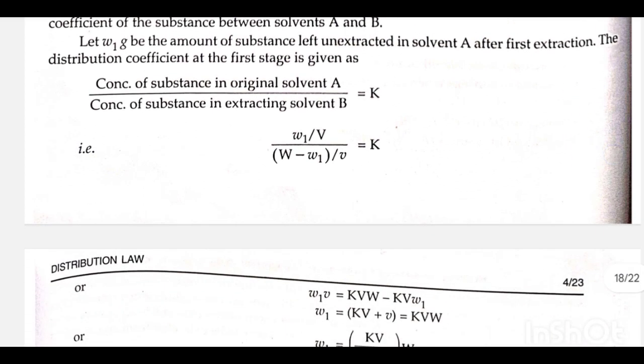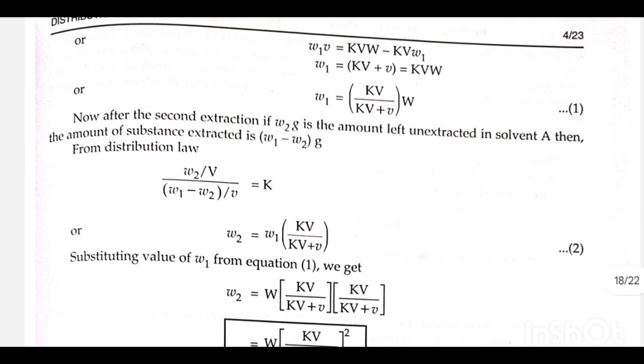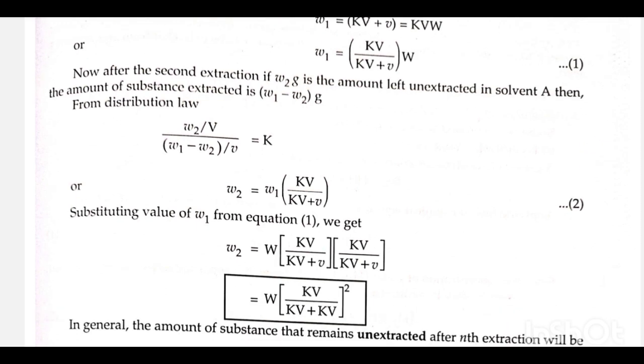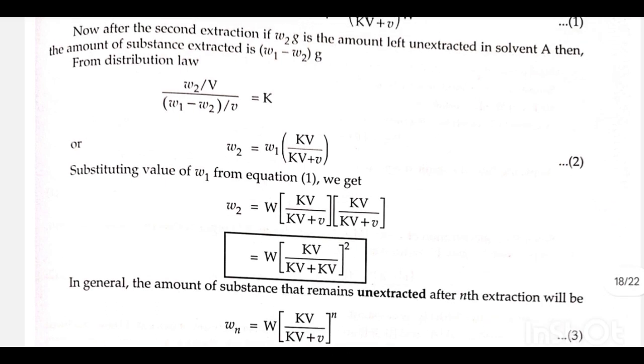W1 upon V upon W minus W1 upon V is equal to K. W1 upon V is equal to KW minus KW1 upon V. W1 into K plus 1 is equal to KW. W1 is equal to K upon K plus 1 into W. Now, after the second extraction, if W2 gram is the amount left unextracted in solvent A, then the amount of substance extracted is W1 minus W2 gram.